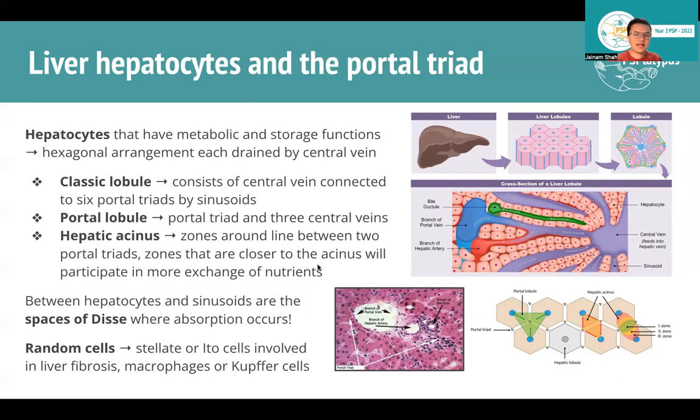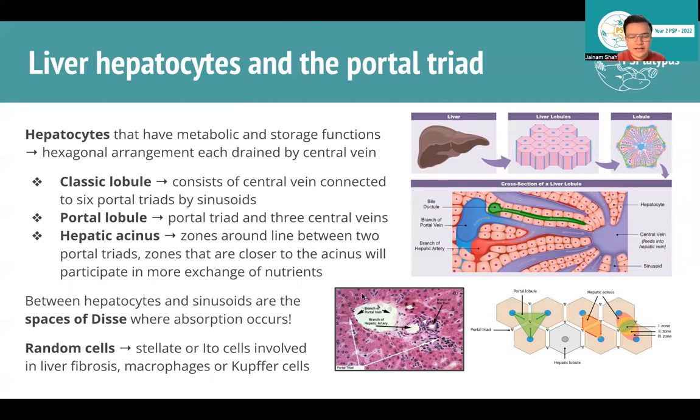Now, between the hepatocytes and the sinusoids that actually join up the portal triad with the central vein, you have these things called spaces of Disse, which I'm not sure is actually shown in any of these diagrams, but just imagine a space, and that's where a lot of absorption happens. And then a couple of random cells, which I remember seeing in a workshop, but it's honestly not that important. Stellate cells, also called Ito cells, are involved in liver fibrosis. And then you've got specialized macrophages to eat up any toxins, which are called Kupffer cells.